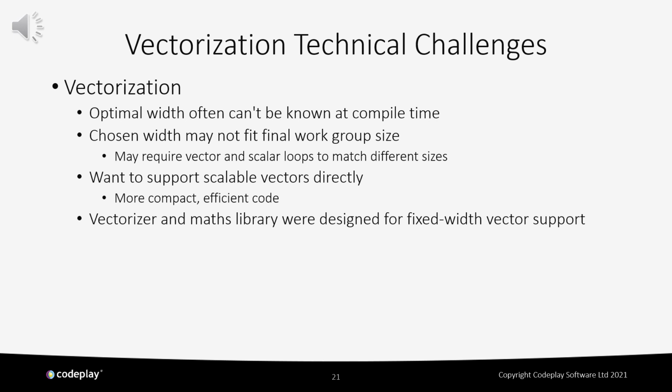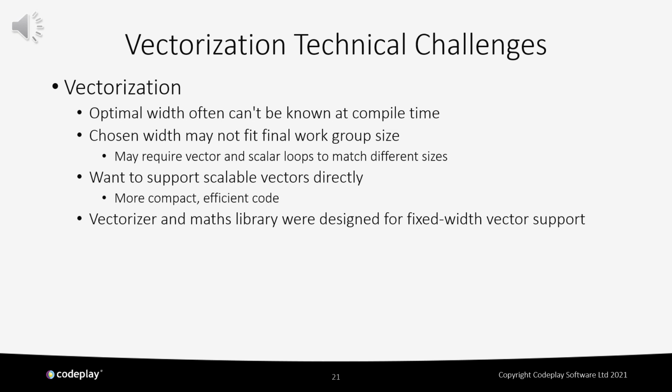There are several technical challenges associated with vectorization, particularly with RISC-V. The optimal width often can't be known at compile time. A chosen width may not fit the final workgroup size. It may require vector and scalar loops combined to match different sizes. We want to support scalable vectors directly, which we believe will lead to more compact and efficient code.